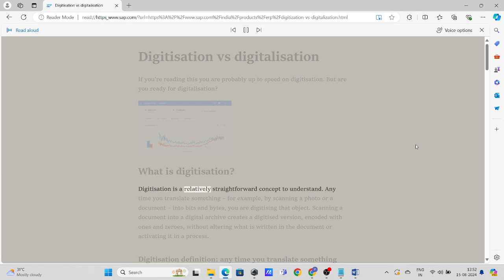Digitisation is a relatively straightforward concept to understand. Anytime you translate something, for example, by scanning a photo or a document into bits and bytes, you are digitizing that object. Scanning a document into a digital archive creates a digitized version, encoded with ones and zeros, without altering what is written in the document or activating it in a process.